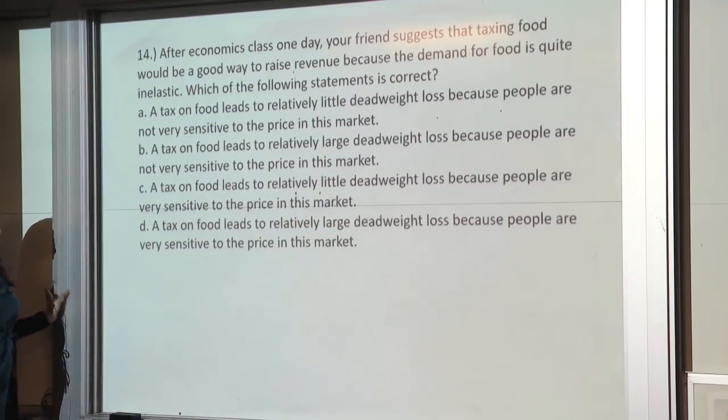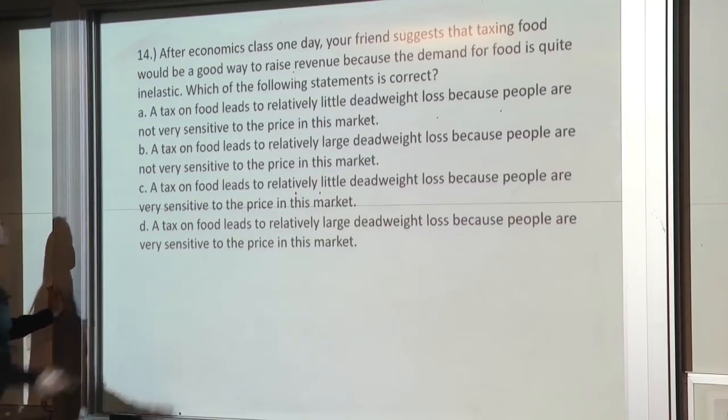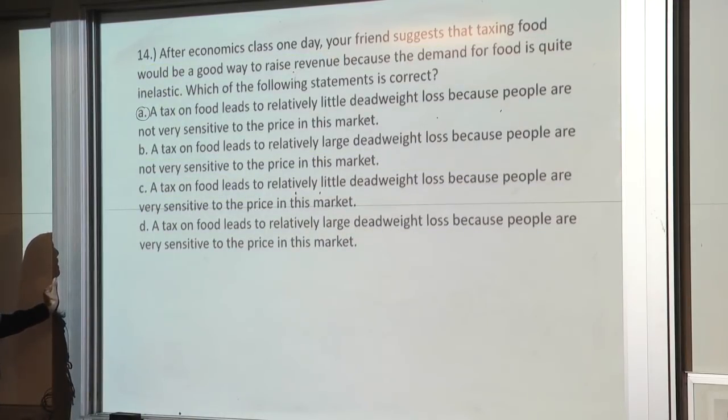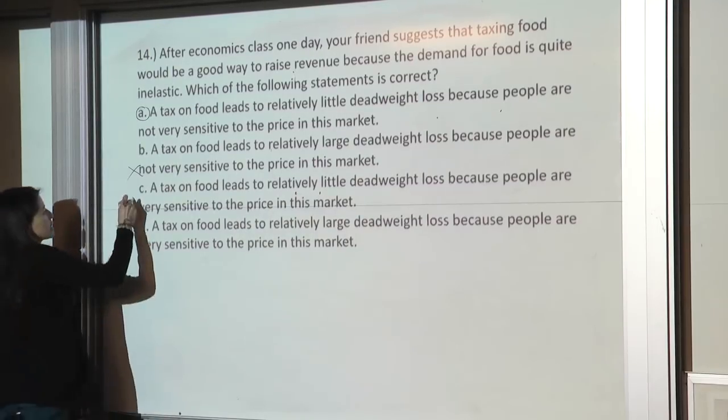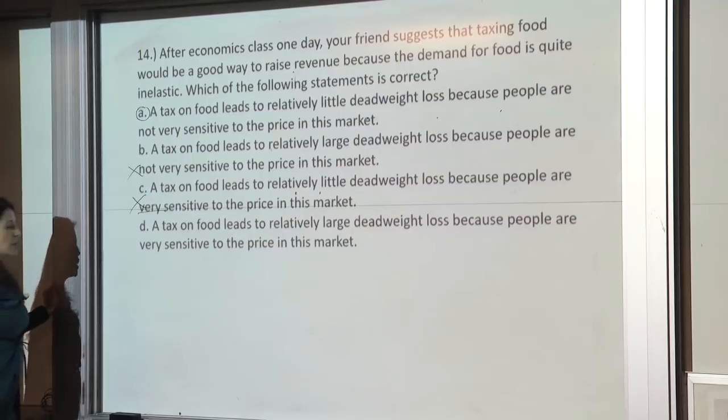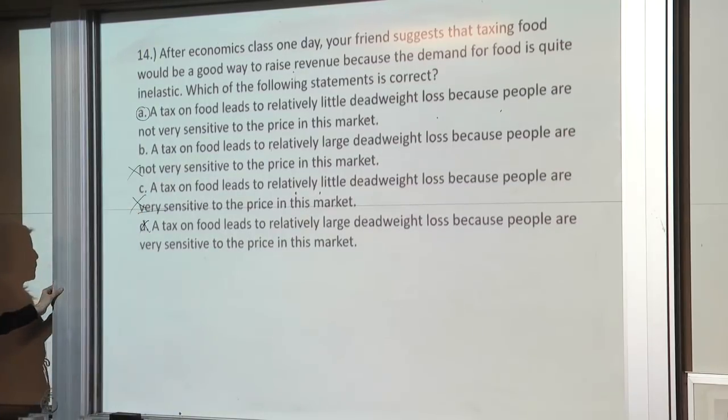Okay, so let's look at the possibilities here. A tax on food leads to relatively little deadweight loss because people are not sensitive to the price in this market. So this one seems to be a right answer. Okay. B, a tax on food leads to relatively large deadweight loss. No. A tax on food leads to relatively little deadweight loss because people are very sensitive. No, this is little deadweight loss but not because they are very sensitive. A tax on food leads to relatively large deadweight loss. Again, no. So the answer is A. Okay?